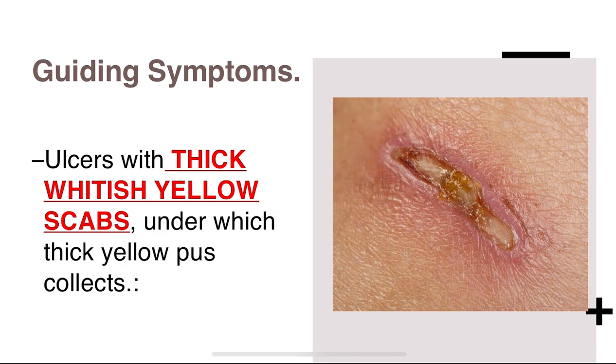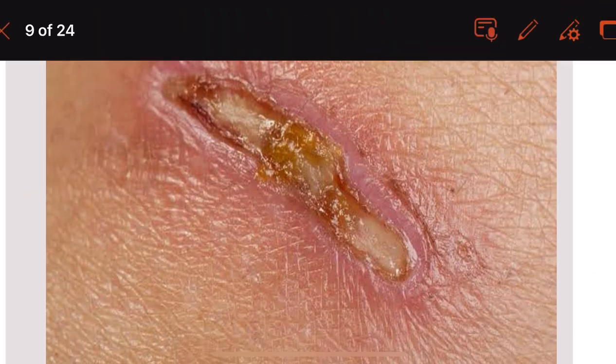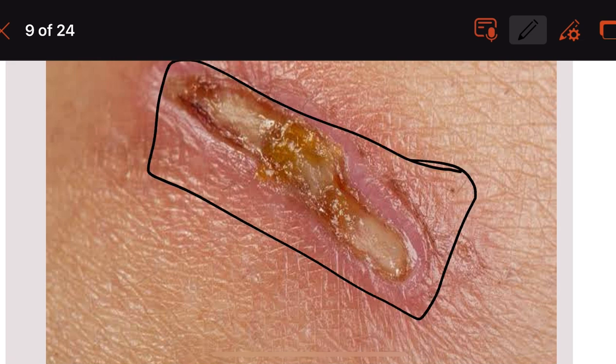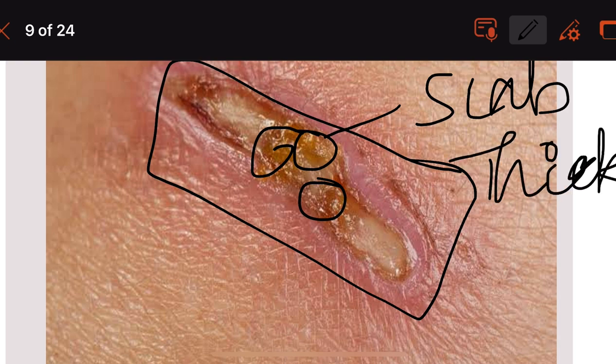Ulcers with a thick whitish yellow scab. You can see in the picture here, very beautifully given. You can remember this guiding symptom of Mezereum forever with this picture. The guiding symptom is that they have ulcers with a thick whitish yellow scab. You can see it is thick, it is whitish yellow scab.